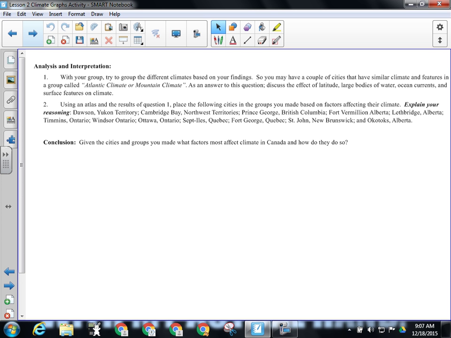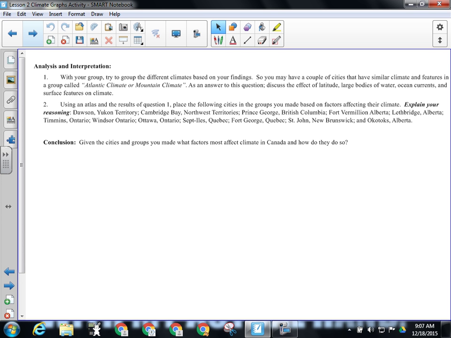The things you should put in a description of each city: latitude, altitude, and then any other factors that you think are important. Once you've got them in groups, then you'll say, all right, these cities are in the polar climate because they're all at very high latitude and far away from bodies of water, blah, blah, blah.